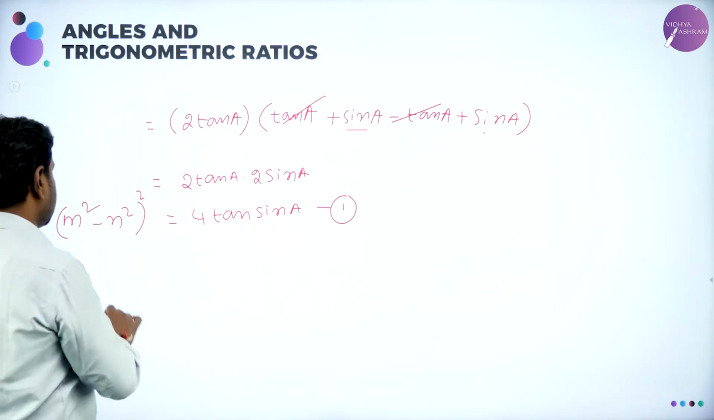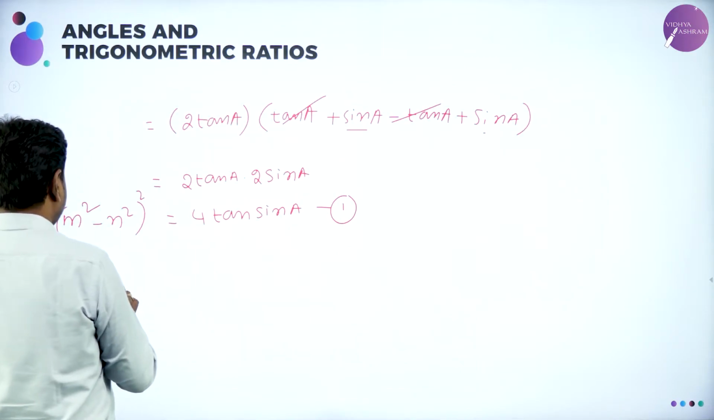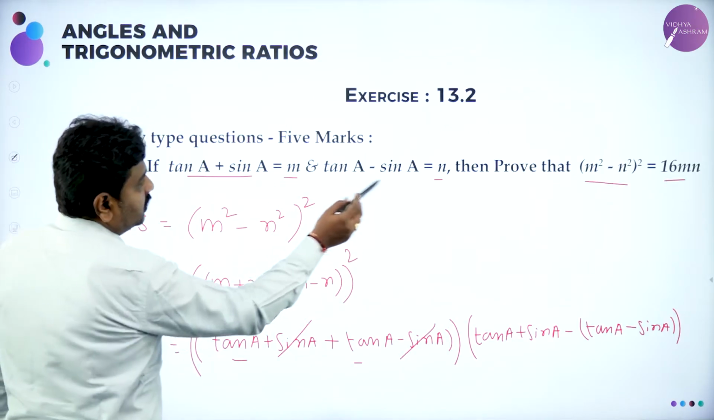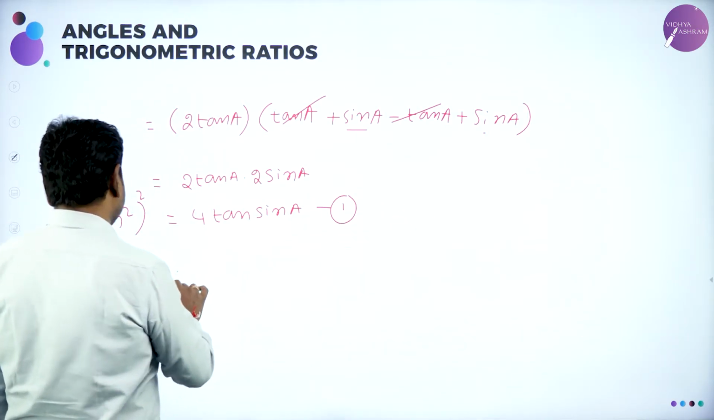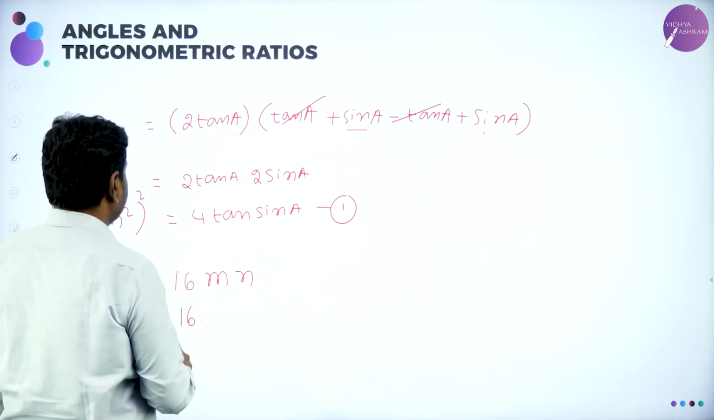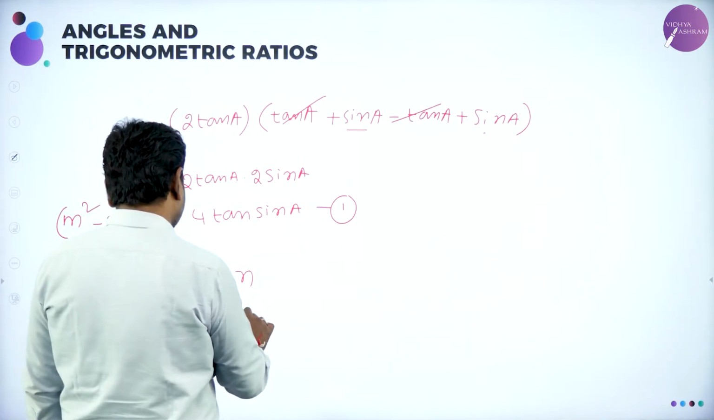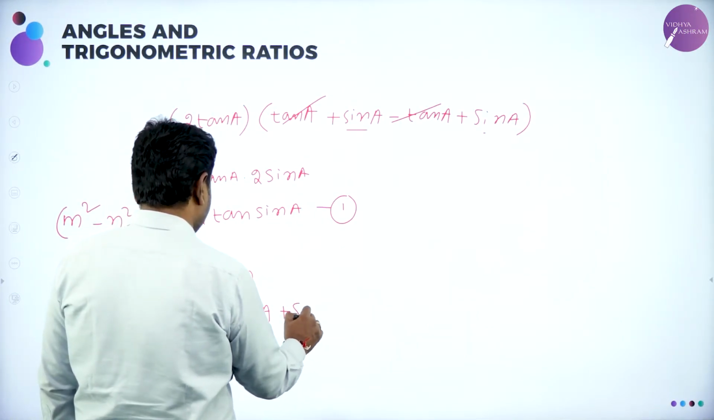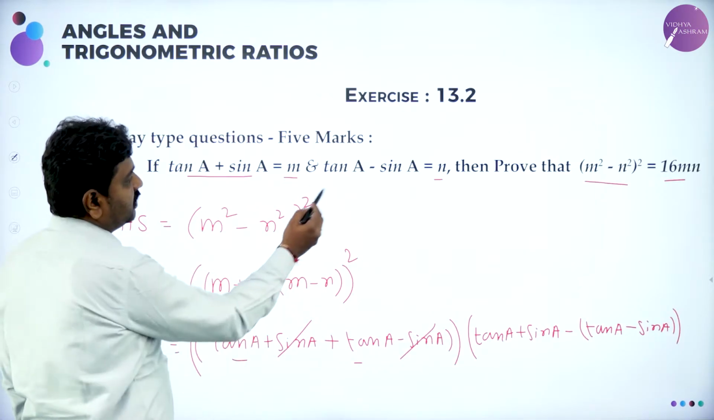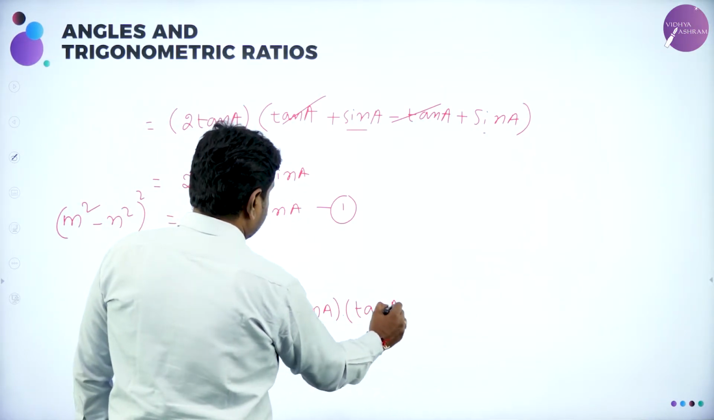Now we'll take RHS. What is RHS given? 16 times mn they give, 16 mn. 16 times what is m they give? M is tan a plus sin a, into n. Into what? N. What is n given? N is tan a minus sin a.